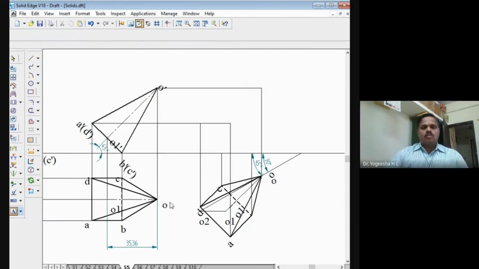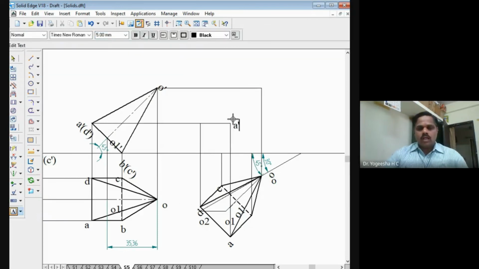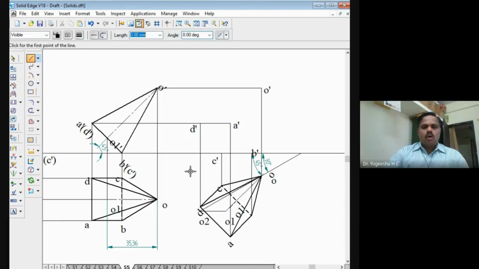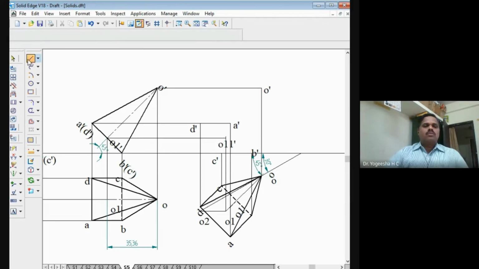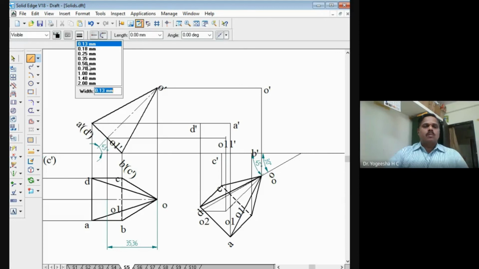Right? We'll mark the various points now. This is the projector line drawn from A, and A dash. This is A dash, B and B dash. Here is B dash. This point is C dash, and this point is D dash. And here is the point O dash. And from point O1 also we will draw the vertical projector. From O1 dash also we will draw the horizontal projector. Where they meet, that is your point O1 dash.